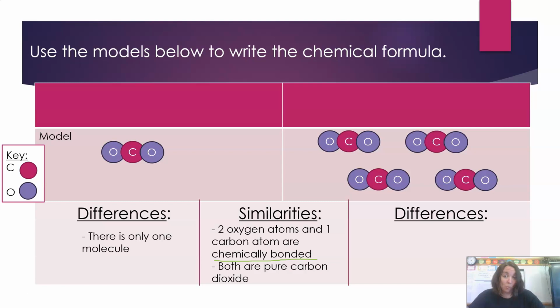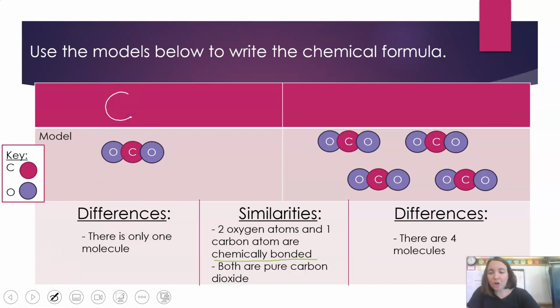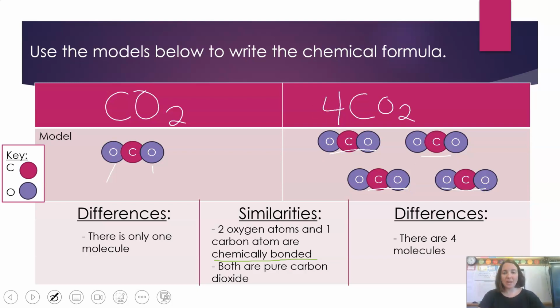The first one is different because it only has 1 molecule, and the second one is different because it has 4 molecules. So if there's only 1 molecule, there's going to be no coefficient. So in this case, we have C for carbon, and we just have 1, so there's no subscript. And I have 2 O's, 2 oxygens, so I will write O2. The second model is made up of the same molecule, 1 C and 2 O's, CO2. However, the coefficient will tell us how many molecules we have. 1, 2, 3, 4. And there we have it. CO2 versus 4 CO2.